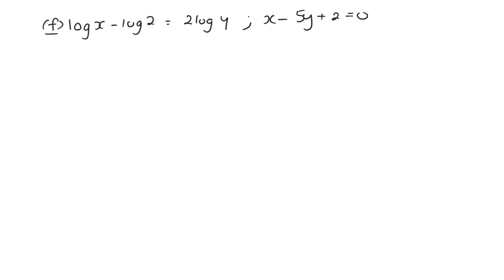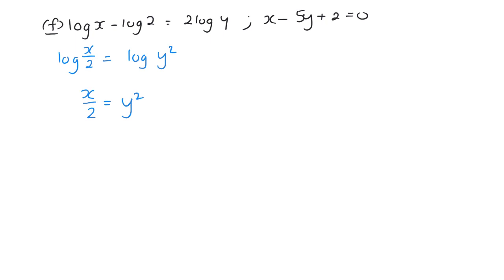Our last type then is a simultaneous equation. So this time we've got two equations with x and y in it. So our first one is log x minus log 2 equals 2 log y. And our second equation is x minus 5y plus 2 equals 0. Now you might get two equations with logs in it, or you might just get one. So I'm going to take the log equation first, and I am going to tidy that up. So we can write that as the log of x over 2 equals the log of y squared. So that means x over 2 has to equal y squared.